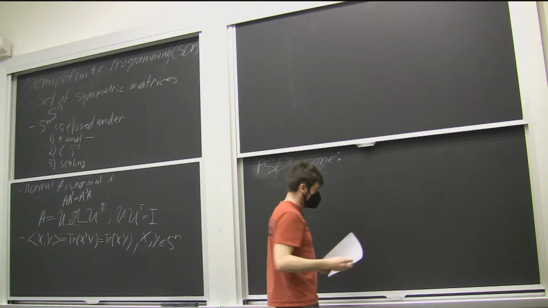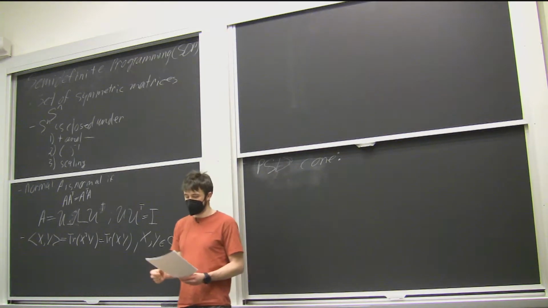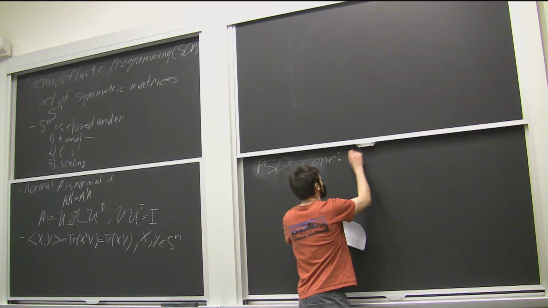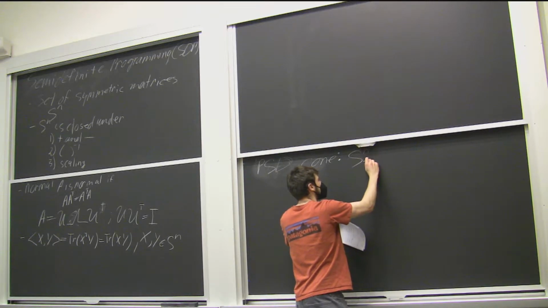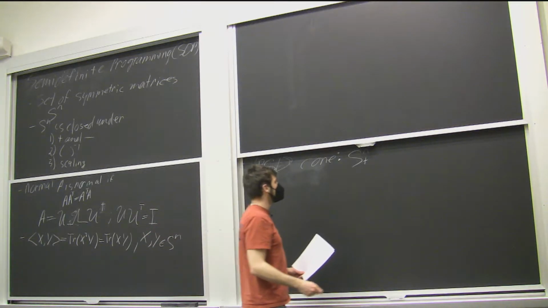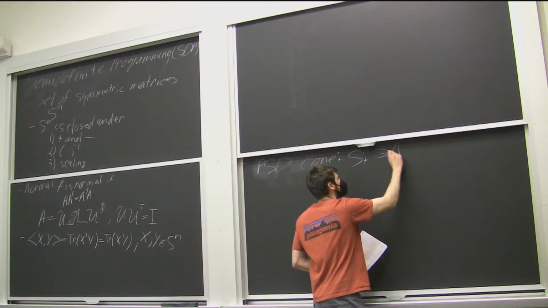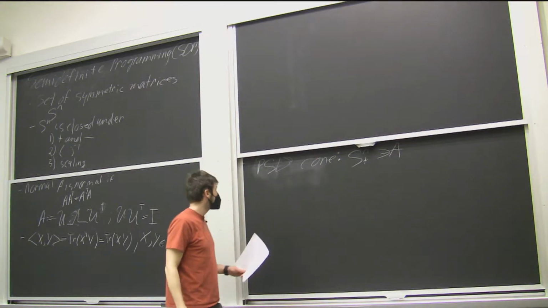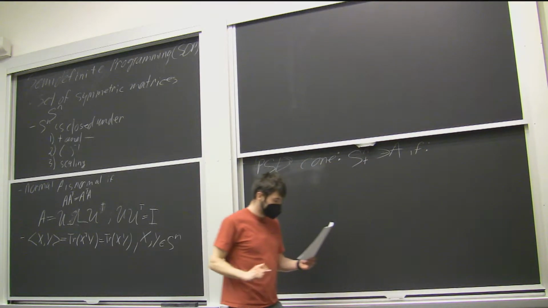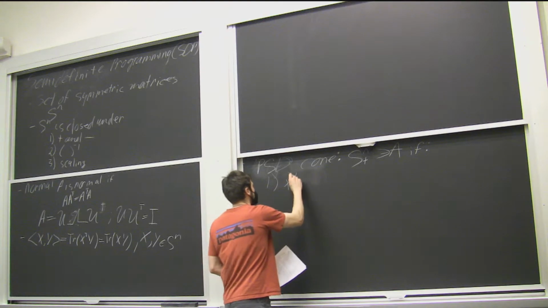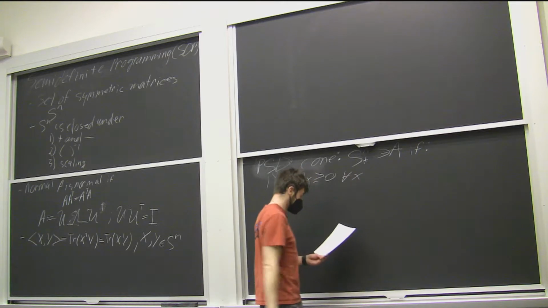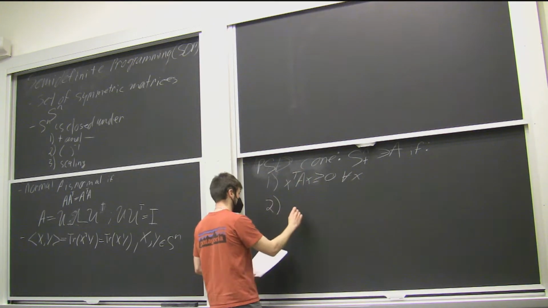Now, if we look at an even more restricted class of matrices, called the PSD cone, which I'm going to denote S_n plus, A is going to be in this cone, and we'll talk about why it's a cone in a second, if any of the following holds. Condition 1 is that x transpose A x is greater than or equal to 0 for all x. Condition 2.